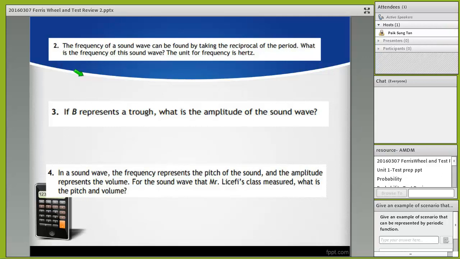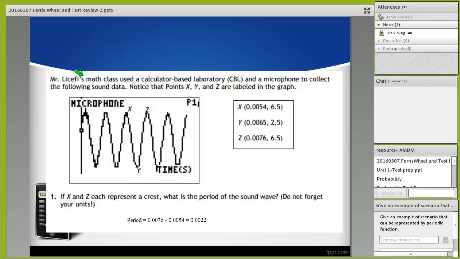Good. If B represents a trough, what is the amplitude of the sound wave? Let's look at it. Amplitude is how high. So if you were to draw a line of symmetry, it will be somewhere here, right? So the amplitude is the distance from the middle line to the trough. But we don't have this middle line, so it will be half of this length right here.